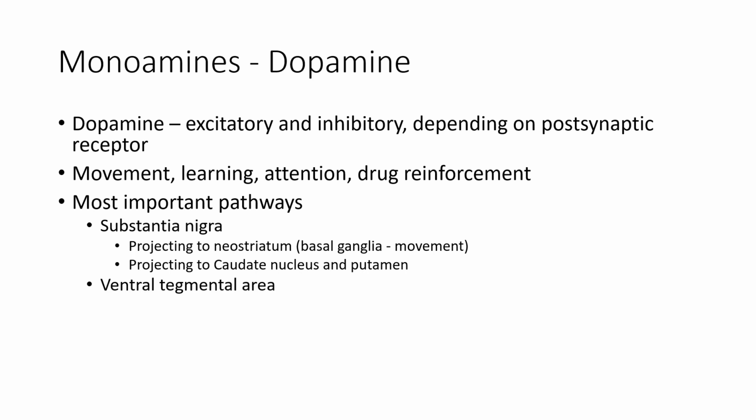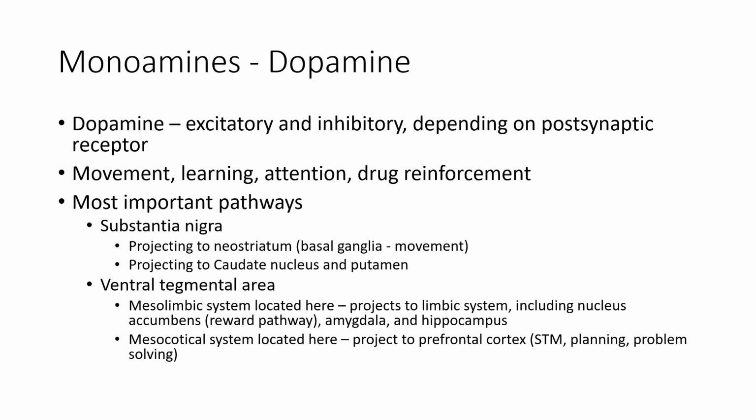The other pathway goes through the ventral tegmental area, or projects into this area. From here, we have two different systems that are located in this particular area. One is more related to the reward pathway that's going to involve the amygdala. And if you remember from previous lecture, the amygdala is heavily involved in emotions and emotional regulation. So this makes sense with the reward pathway. The other one is more involved in short-term memory and problem solving and planning.